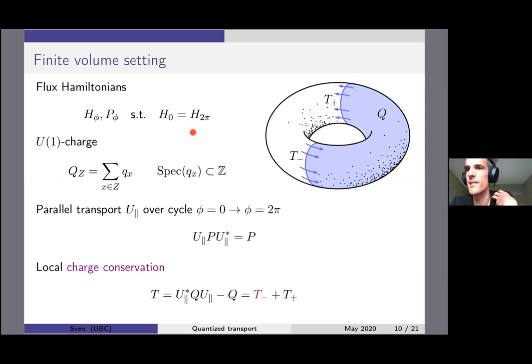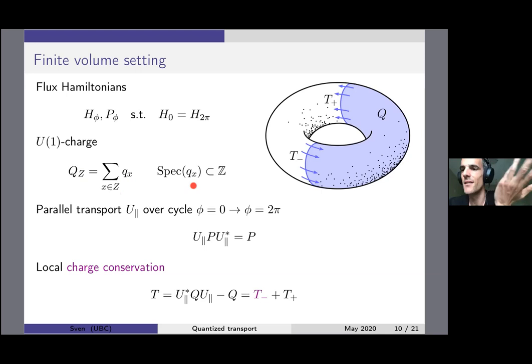Now, of course, I want to talk about charge transport, so I need a charge operator. If you think of electrons, the total charge is the number of electrons. So Qx here would be the number of electrons at every site x, right? Again, I draw a continuum torus, but it's all on the lattice. So the charge in any finite set Z is the sum of the number of particles at each site within the set Z. And an important thing will be that my charge operator is an integer. So my charge has integer spectrum, as has the fermionic number operator.